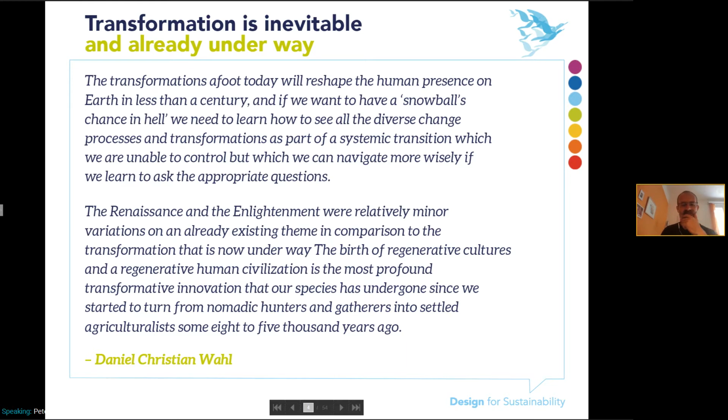So I really want to start with a quote from Daniel Christian Wahl, which maybe quite a few of you are familiar with. He's also doing work for Gaia Education. He, for example, developed the SDG flashcards and many other things, and he's heavily involved in the regenerative design space, including doing a lot of research and publishing a book a couple of years ago on creating regenerative cultures. I just want to read out the second part of this quote.